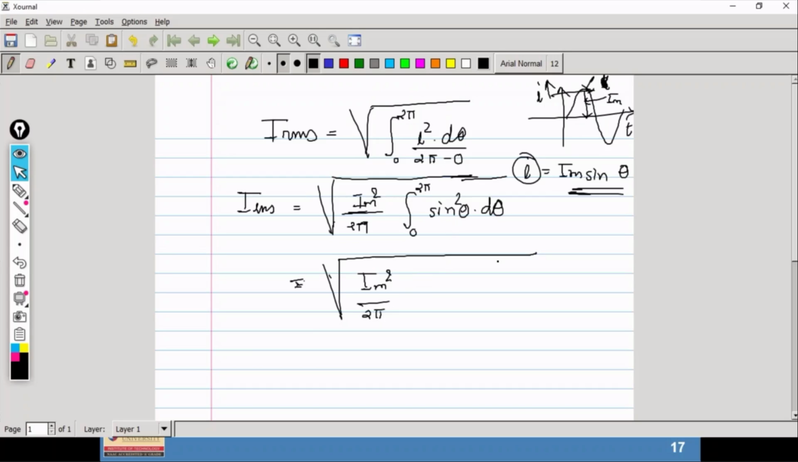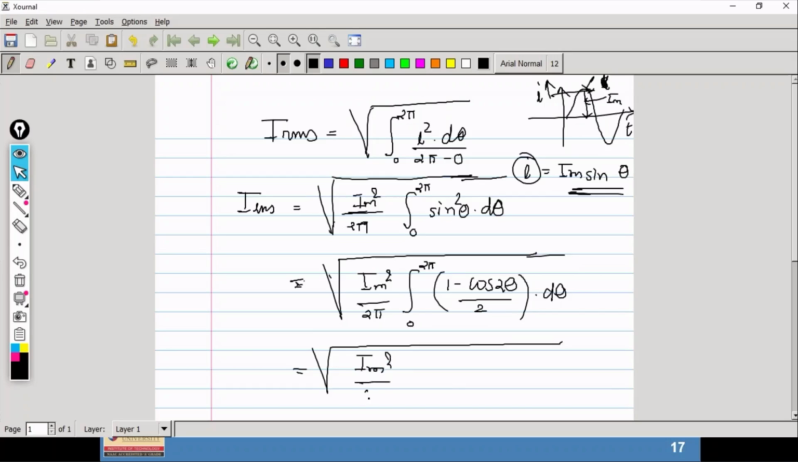Fine. Cos 2 theta is equal to 1 minus 2 sin square theta, or sin square theta is equal to 1 minus cos 2 theta by 2. Clear? So here we can change this sin square theta by replacing the value 1 minus cos 2 theta by 2 into d theta. Correct?